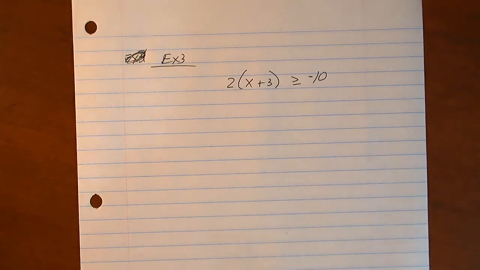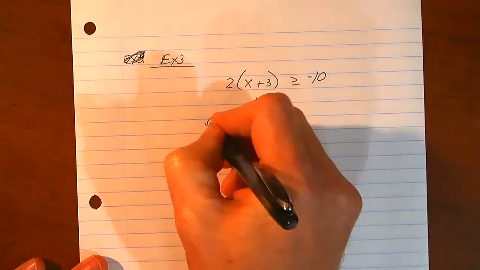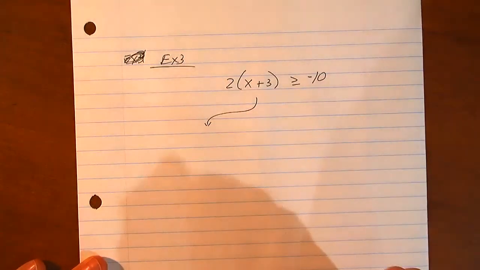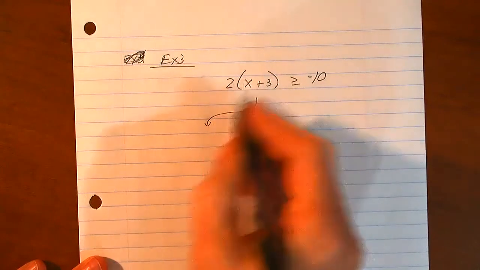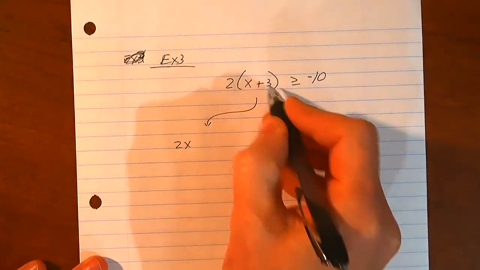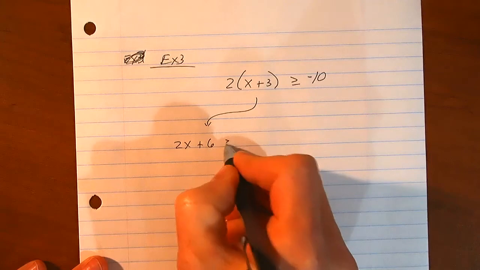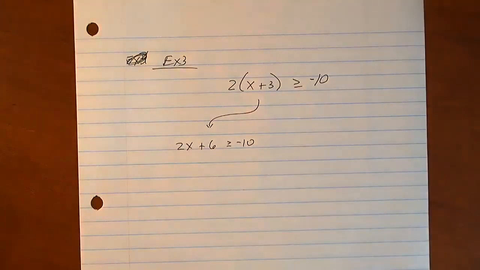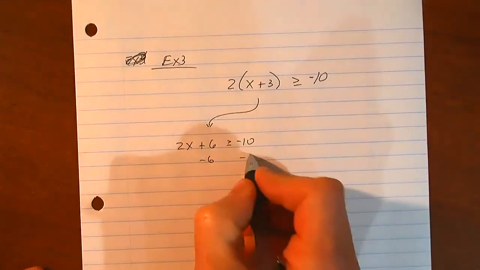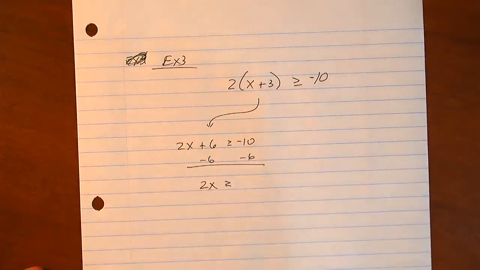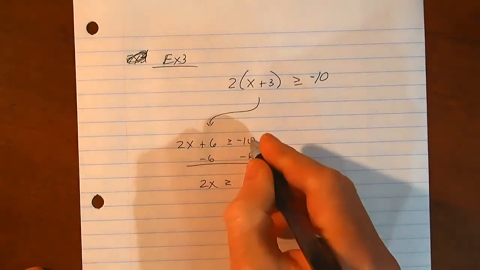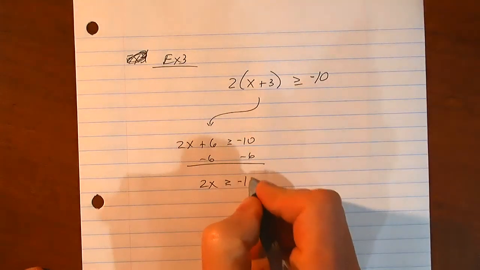Method number 1 was to simplify first and then solve. So if you choose method number 1, simplify first and then solve, you would distribute this 2. So I'd have a 2 times x, and then a 2 times 3. And now my equation is simplified, so then I would solve. Subtract 6 from both sides. I don't need to flip the arrow because I'm not multiplying or dividing.